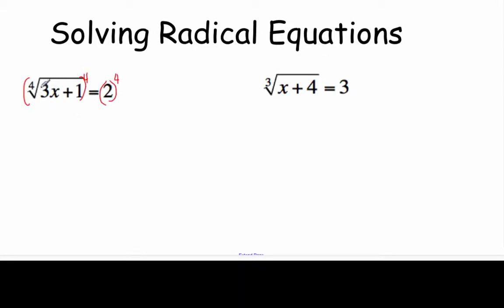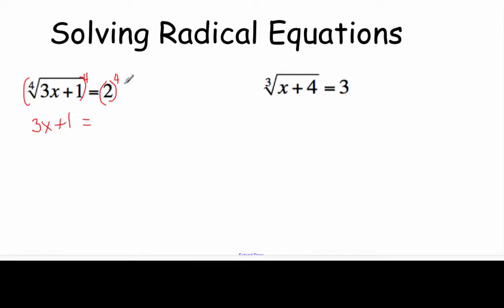Remember, just like before, whenever I take a square root and I square it, or if I take a cube root and I cube it, fourth root and I take it to the fourth power, I am eliminating the radical. So what's ending up happening is that these are opposite operations. The only thing I'm left with is what's actually inside or underneath the radical, known as the radicand. So I've got my 3x plus 1.